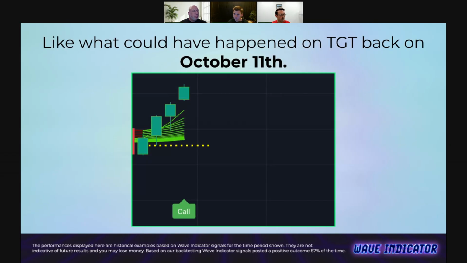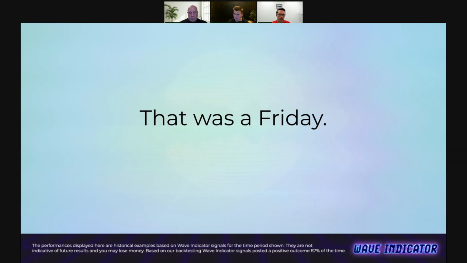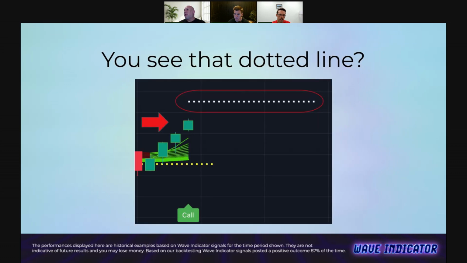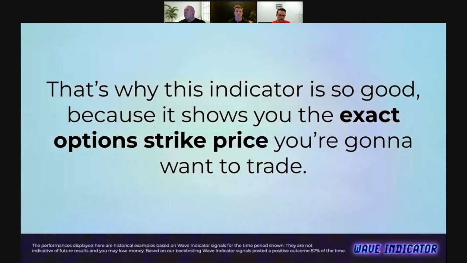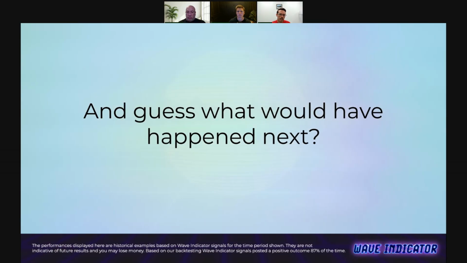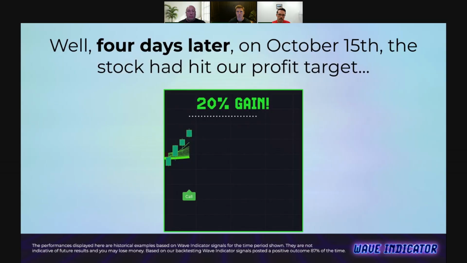like what could have happened on Target back on October 11th. So that was a Friday, and the wave indicator printed out a call signal. You see it right there. That's not all. So that dotted line you see circled in red, that's the profit target. That's why this indicator is so good, because it shows you the exact option strike price you'll want to trade. So all a trader would have had to do is select the correct strike price indicated by that profit target line. And guess what would have happened next?